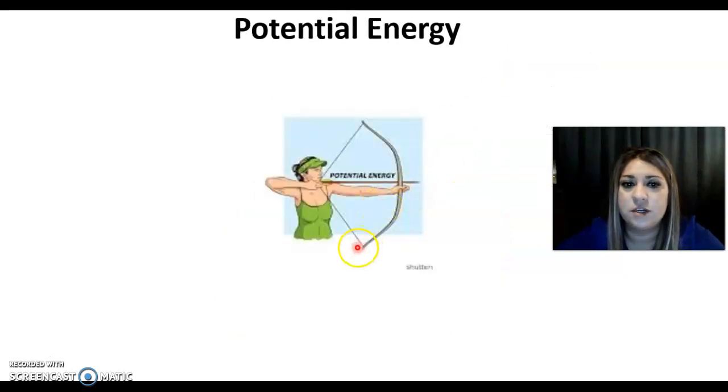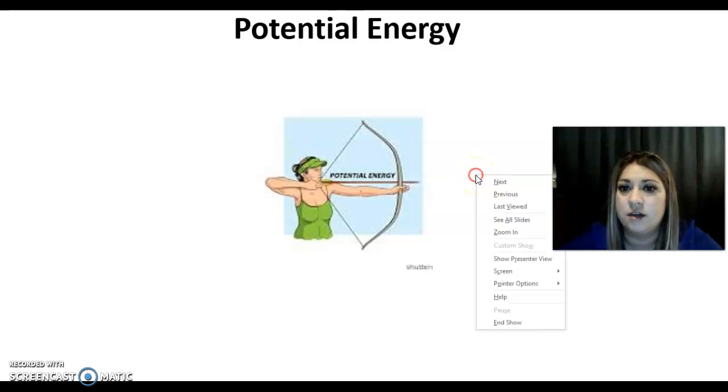And then in this picture, we have a woman that's holding this bow and arrow. She has the string pulled back on it. She has not released her arrow yet. So at this moment, that bow only possesses potential energy. Once she lets go of that bow and that arrow begins to move, then that energy will be transformed to kinetic energy.